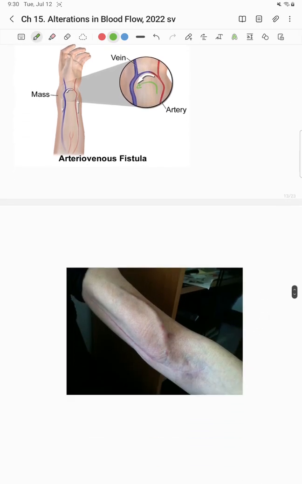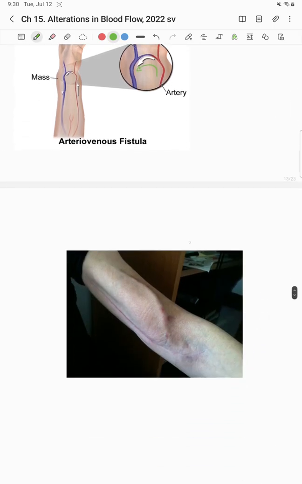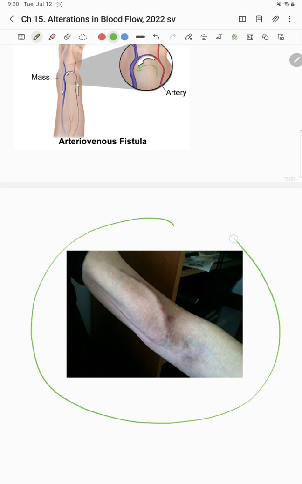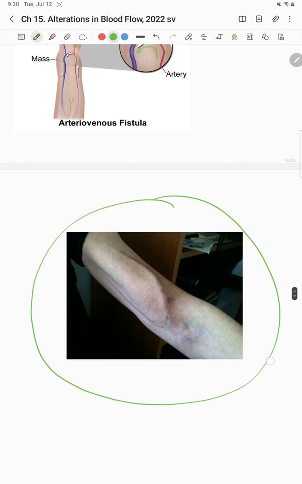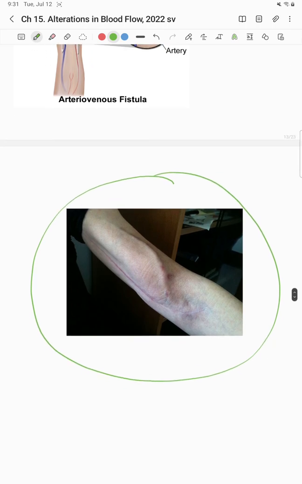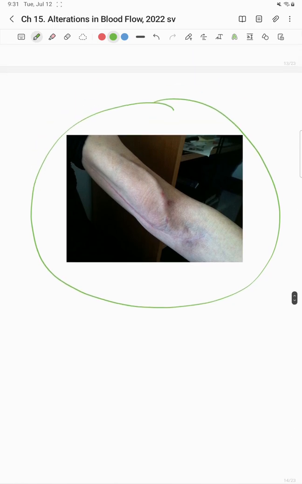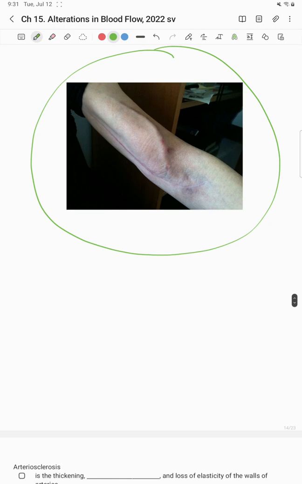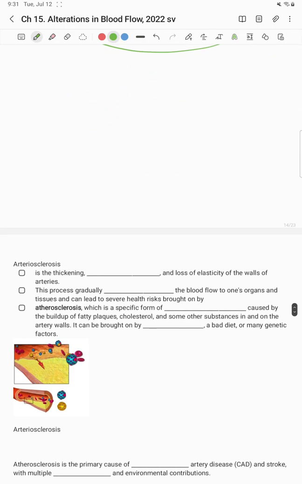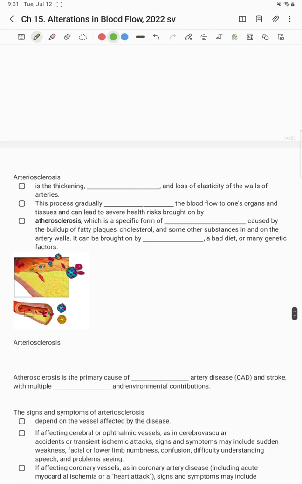All right. Here is an example of what it looks like if a person has an AV fistula. Okay, you can also do this surgically. Usually an AV fistula is done on purpose if a person needs dialysis. So you have the congenital version and you have the surgery version, meaning they actually made a fistula for you.